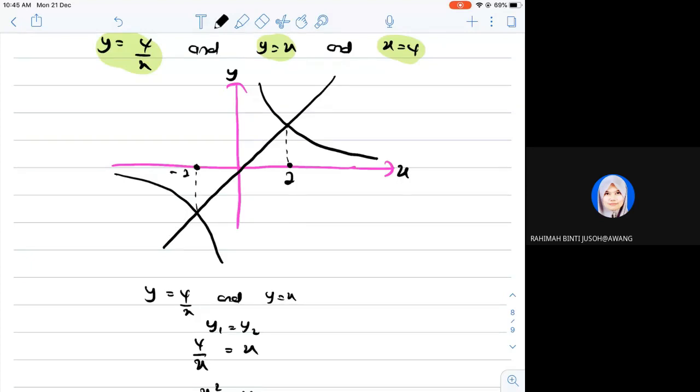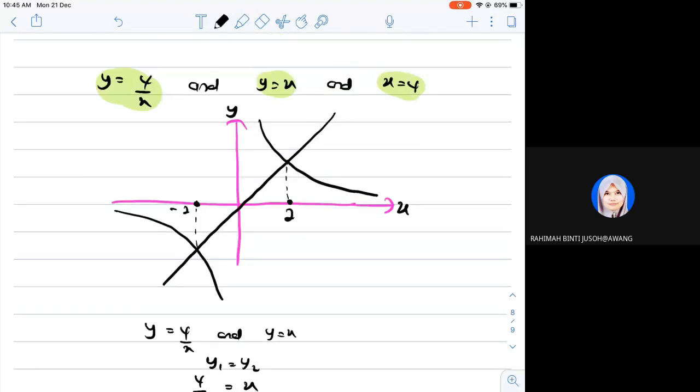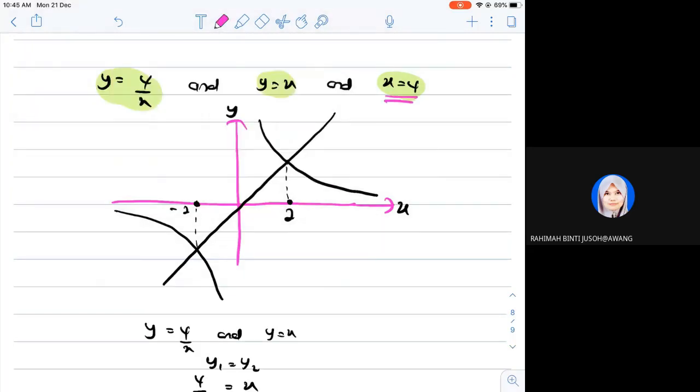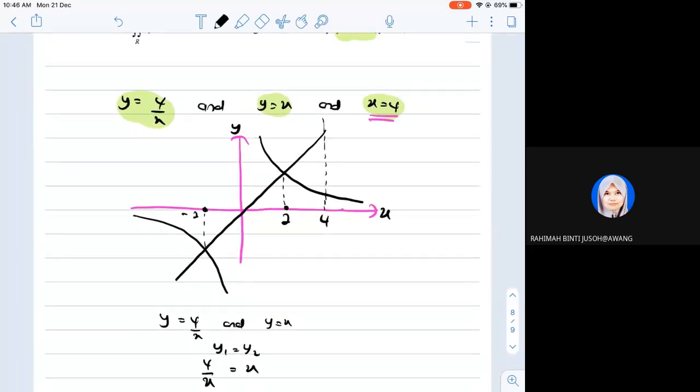Okay, so right now we know that the position of x equals 4 should be in the front. So we will have x equals 4 here. Now x equals 4 is a straight line, of course. Now tell me, where is the region actually bounded by these 3 equations?